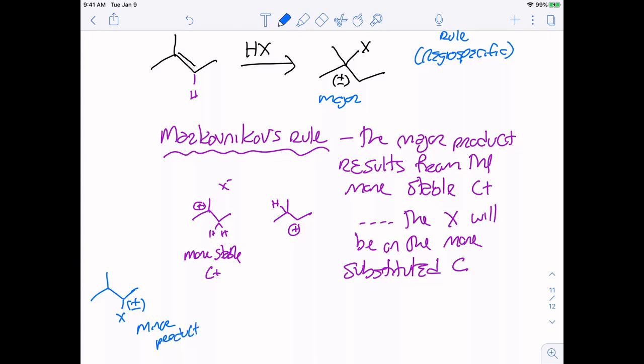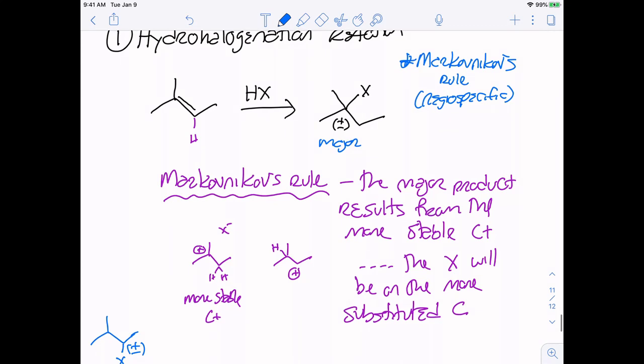Again, we don't just get the major, we just get most of it, right? That's why it's called major. So most of it looks like the one that I drew originally, where the halogen's on the more substituted carbon. So major, not only. So it is regiospecific.